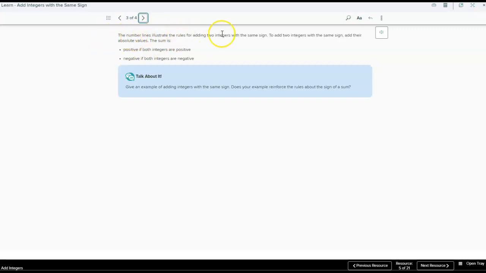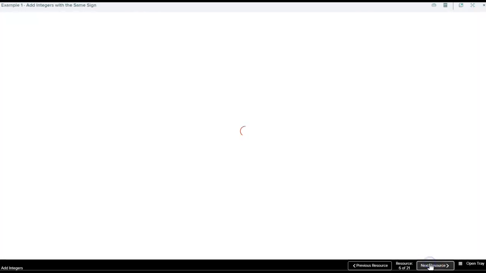The number line illustrates the rules for adding two integers with the same sign. To add two integers with the same sign, add their absolute values. And the sum is, you can fill in the blank, positive if both integers are positive, and negative if both integers are negative. So if they are both positive or both negative, you just add the numbers together. The answer will be positive if they're both positive and negative if they're both negative.